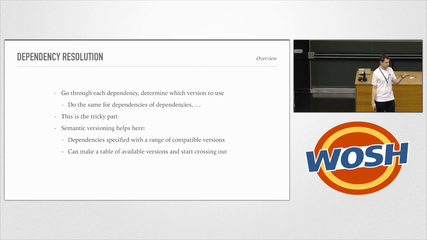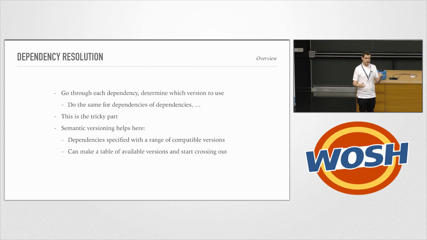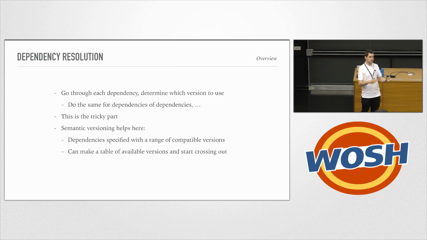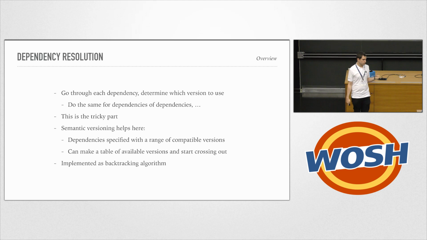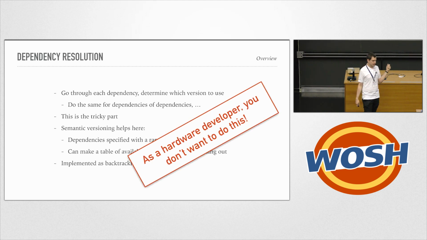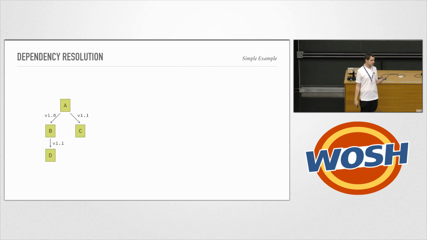So the way we do this is we make a table of the available versions, and we start crossing things out, backtracking, etc., to find a solution to the dependency graph problem. And again, as a hardware developer, you don't want to do this yourself usually, also as a software developer. Previously, we had to do this ourselves with the previous tool, and now we can automate this process. So here's how it works, basically.